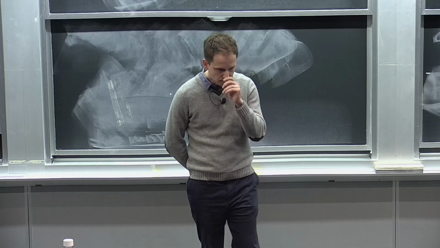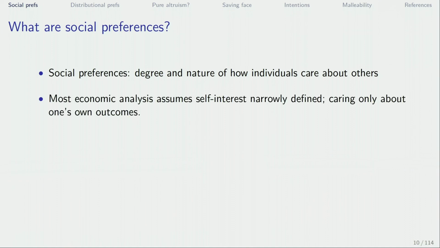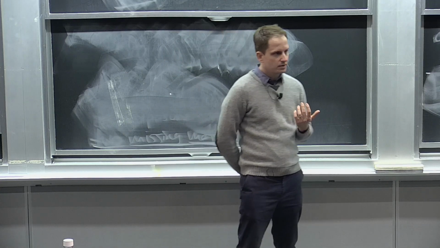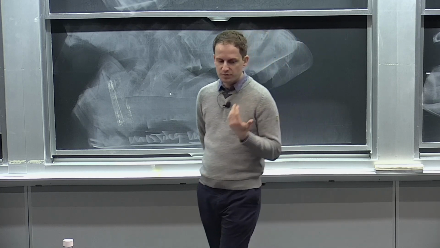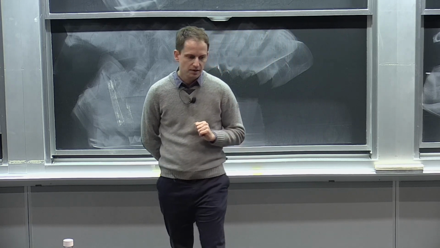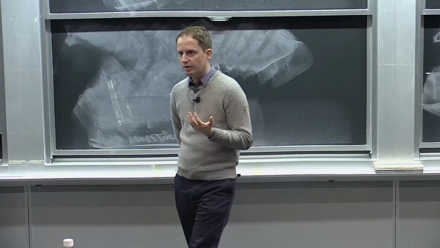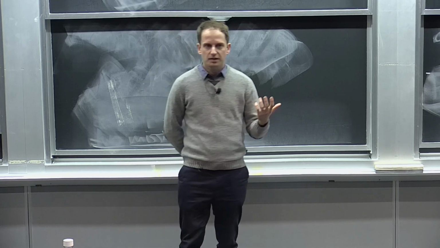Okay. Now, backing up a little bit, the question is, what are in fact social preferences? Most economic analysis in some ways assumes away social preferences and assumes self-interest, very narrowly defined. That means that people essentially only care about their own interests and their own outcomes, and then the market takes care of the rest.